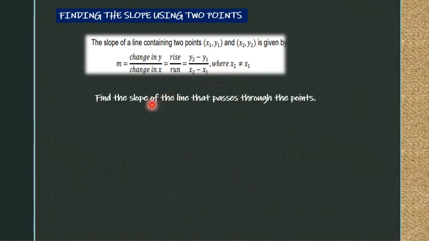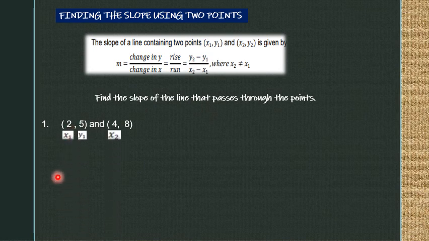So finding the slope of the line that passes through the points. Given number 1, we have 2 and 5 and 4 and 8. 2 is x sub 1 and 5 is y sub 1. 4 is x sub 2 and 8 is y sub 2. Let's rename those first. And we have the formula y sub 2 minus y sub 1 over x sub 2 minus x sub 1. So let's follow the formula.